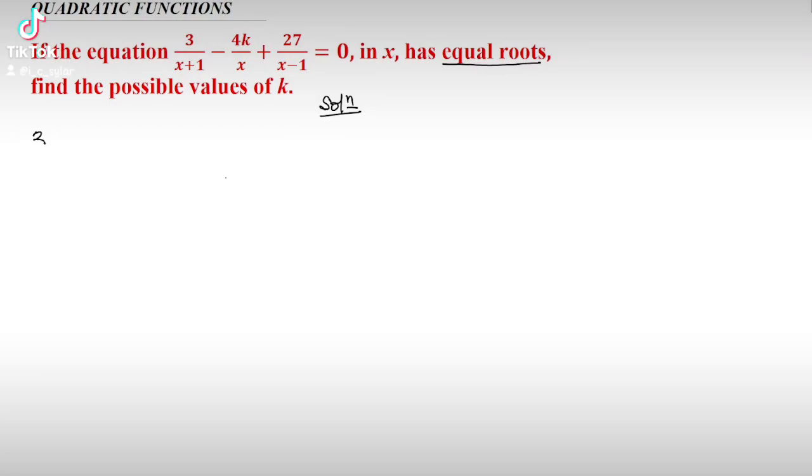we need to do away with the fractions, all right? And then rewrite the question such that it's going to look like the general form of quadratic. So I have 3 divided by x plus 1 minus 4k divided by x plus 27 divided by x minus 1, and this is equal to 0.